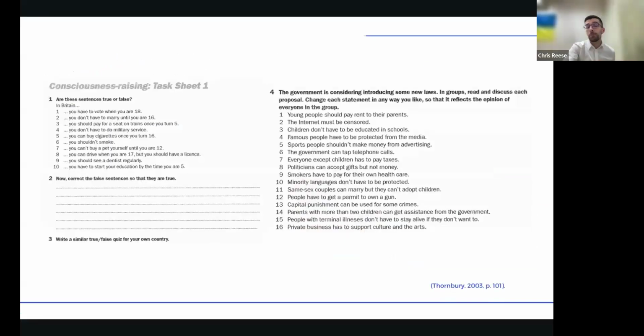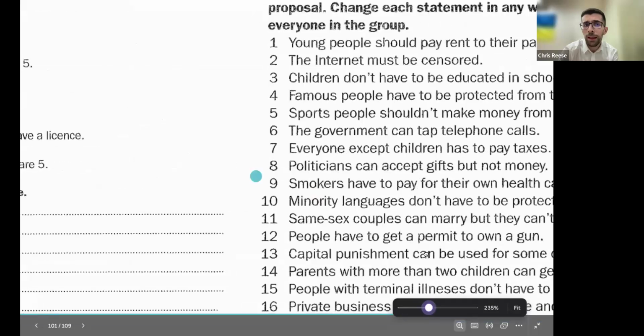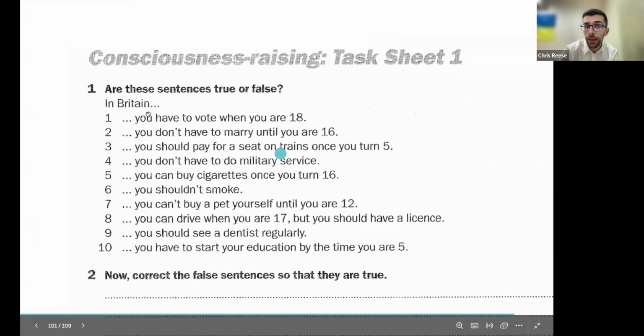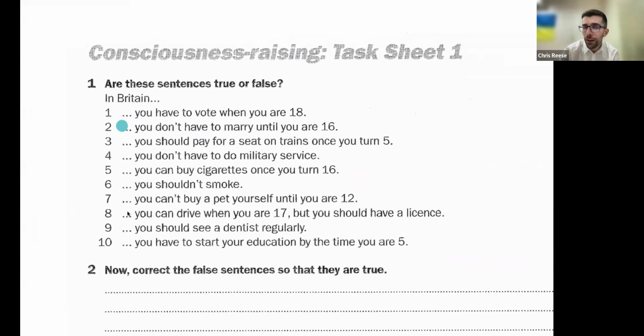A similar activity, or sorry, very different activity, which comes from Thornberry, is about awareness raising. So here you're not really going to see controlled or freer practice. It's just going to be a bit different. Here, we've got a lesson on modals of obligation. Here we've got true-false sentences, where the students need to go through and probably guess, play a little game, find out, or make their guesses and then go online, go on the internet to find out the truth.